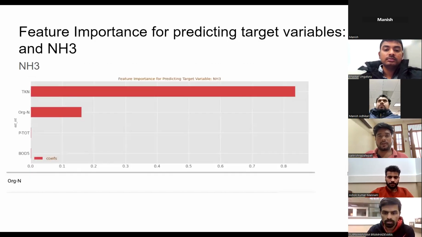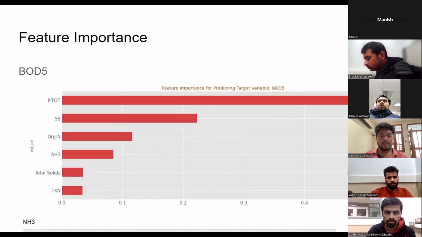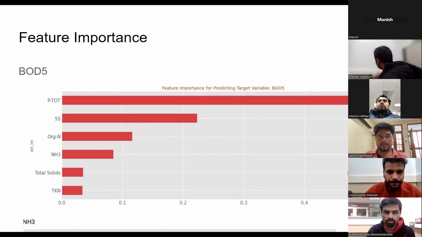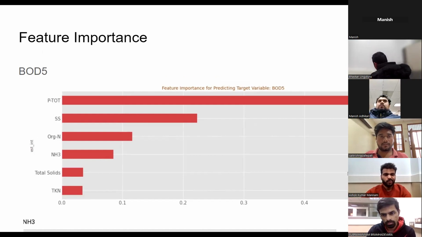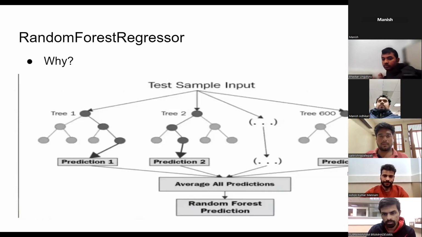As you could see in the feature importance, for NH3, TKN has the highest feature importance for predicting the target variable. So our target variable is NH3 and TKN has the highest feature importance for this. Could you move to the next slide? And also, for predicting the target variable BOD5, we got P dot as the highest value. This can also be explained from the pair plot. Thank you. And from here on, one of my friends will be continuing.